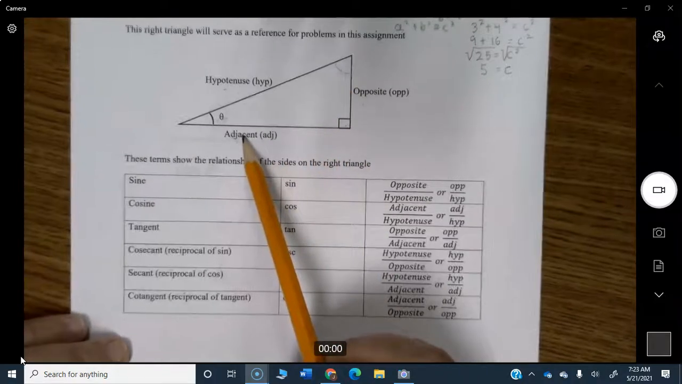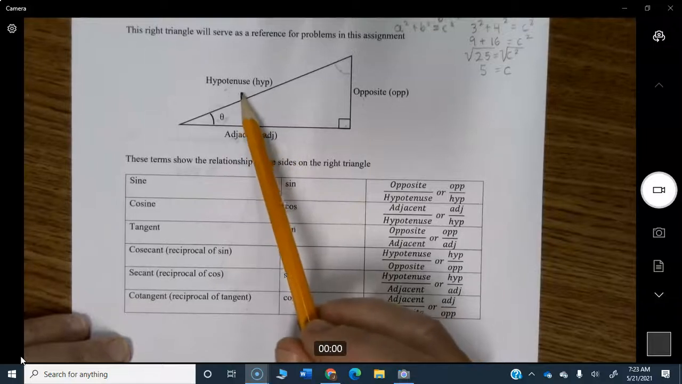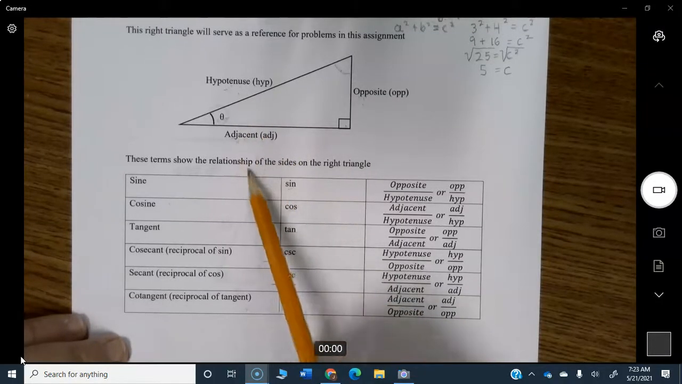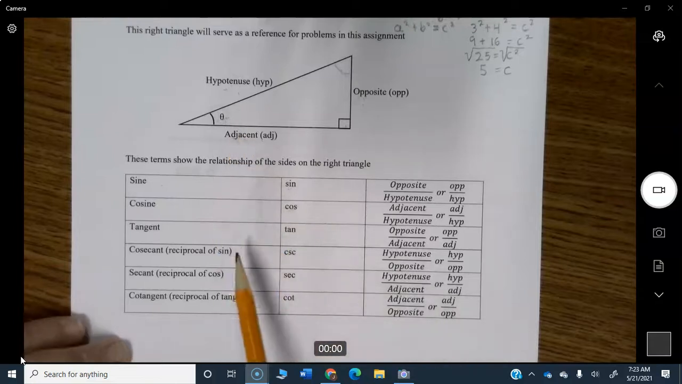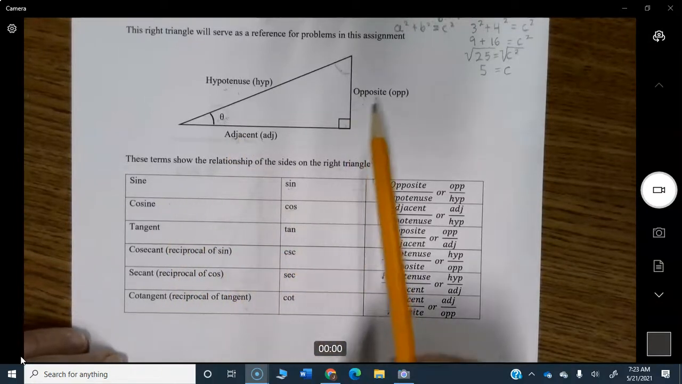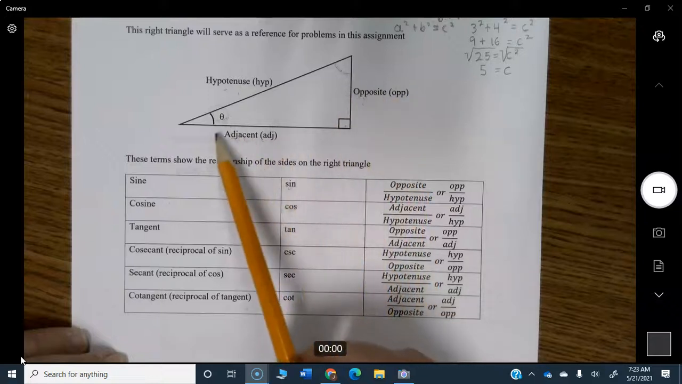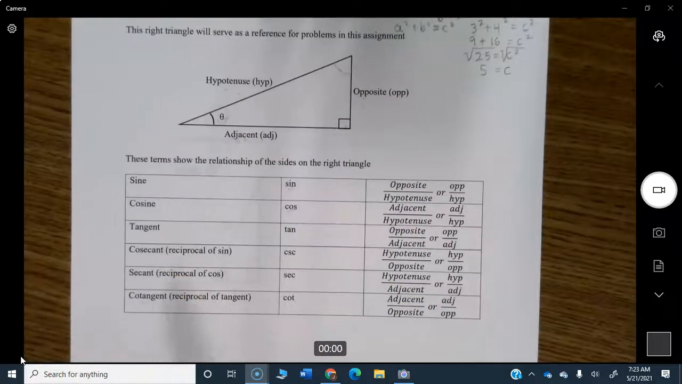This side would have been the opposite, and this side would have been the adjacent. The hypotenuse doesn't change, it's the longest side. So when you say sine, cosine, it's of a particular angle, and in this case it's of this angle. Tangent is the opposite over the adjacent. It's this length over this length equals the tangent of angle theta.